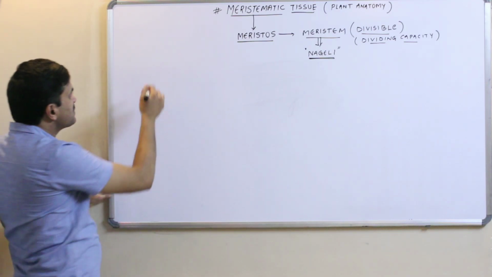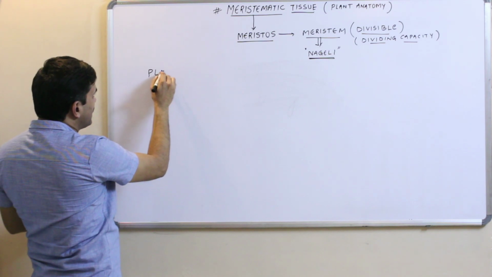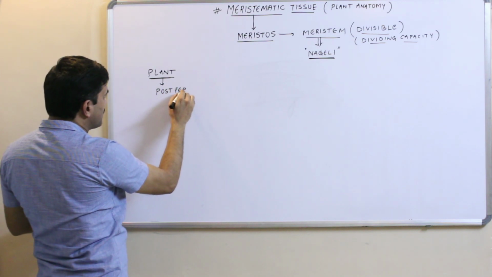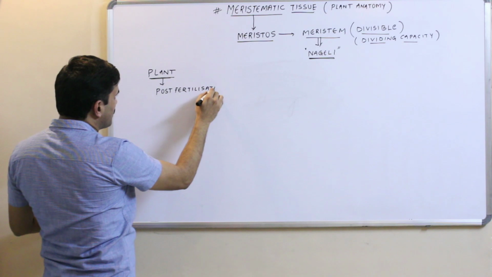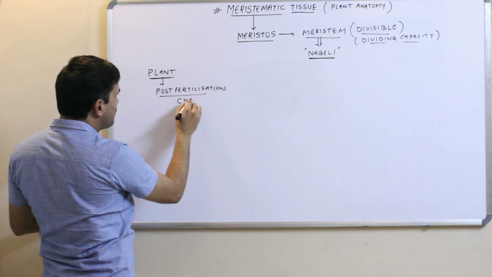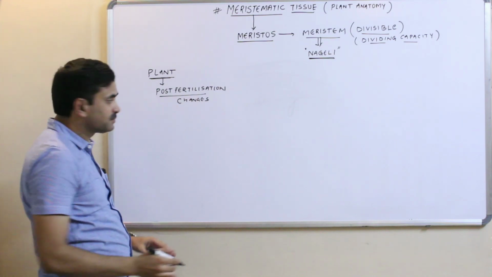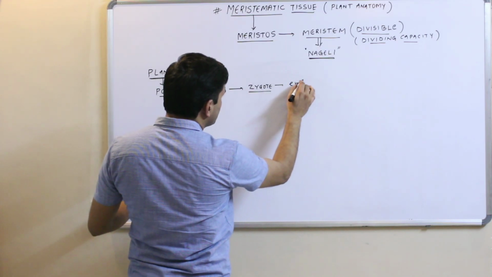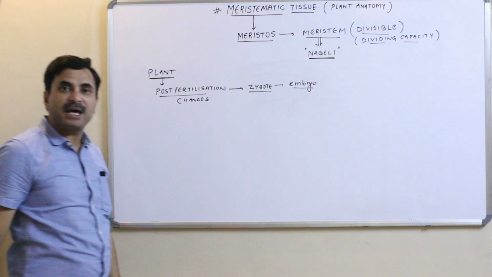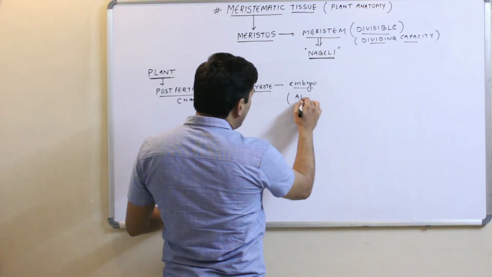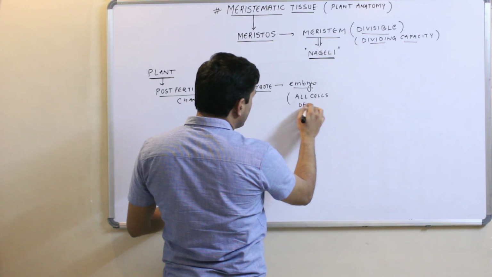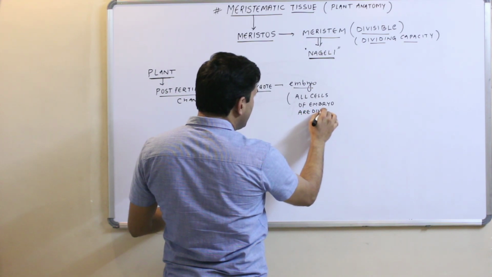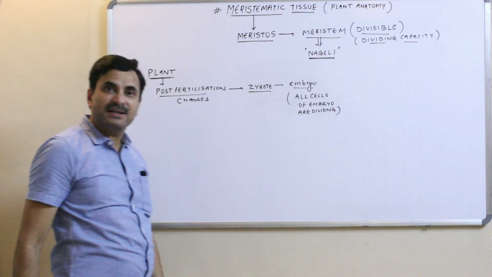Alright. Now what happens? We know very well that in a plant, after fertilization, what are the post-fertilization changes in a plant? The zygote is converted into an embryo. All cells of the embryo are dividing.